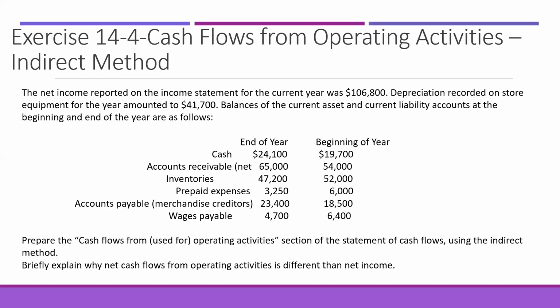Net income and operating cash flows in this example are different because net income for the year was 106,800, and immediately we're adding back depreciation of 41,700, and then accounts receivable increased, and so that's going to decrease our cash flow, right? There's all these differences that result from accrual accounting, right? These are all timing differences.